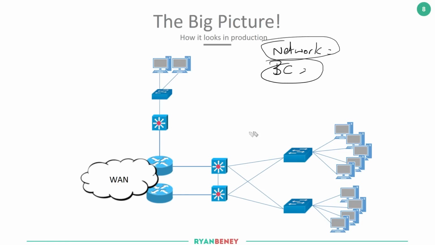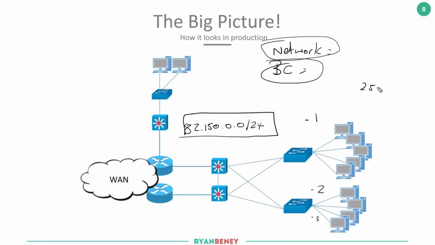So a network address essentially is what routers use to route towards. For example, let's say that we had 82.150.0.0/24 here. This would be our network address, with .1 being the first usable, .2, .3 and so forth, all the way up to 255, but 255 would be our broadcast. So the last usable would be 254.